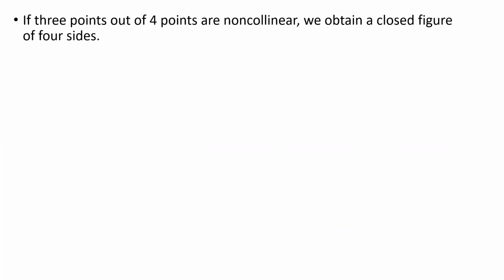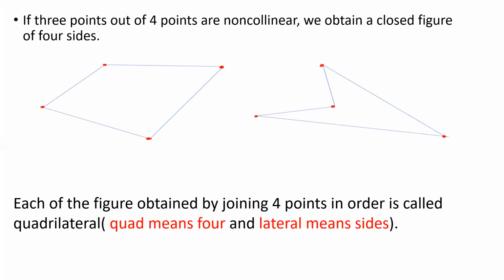If you join four non-collinear points in sequential order, you get one closed figure with four sides. That figure is called a quadrilateral. So a quadrilateral is a closed figure formed by joining the 4 points. Quad means four and lateral means sides. That's why it is defined as a closed figure bounded by four sides.